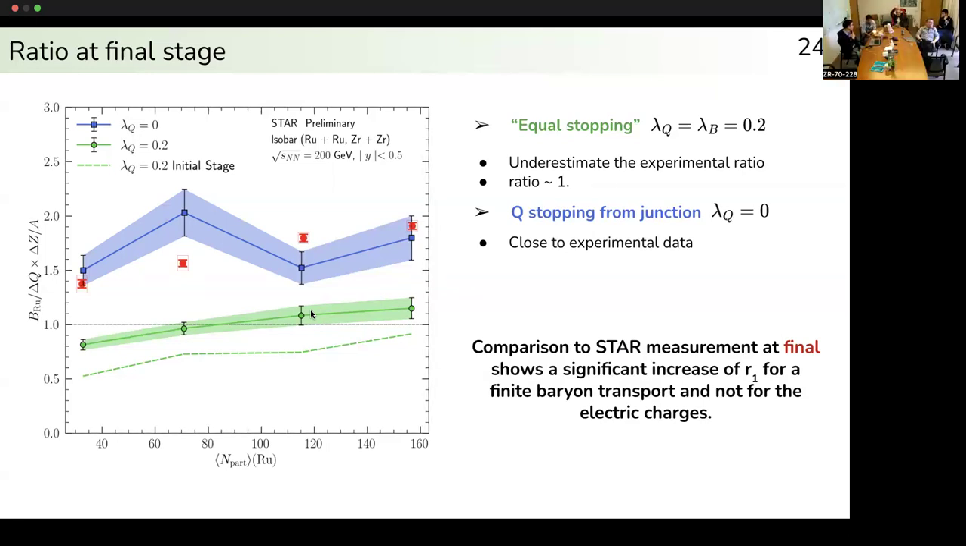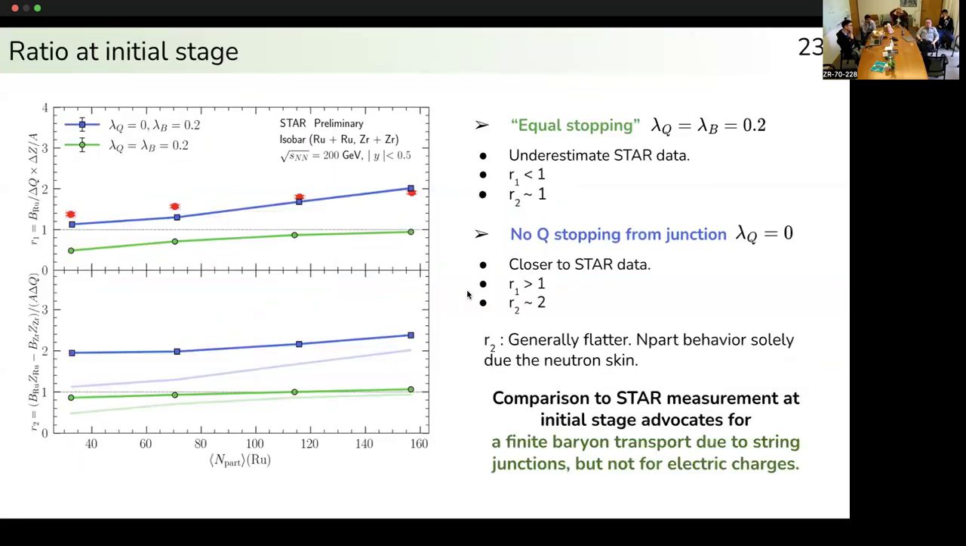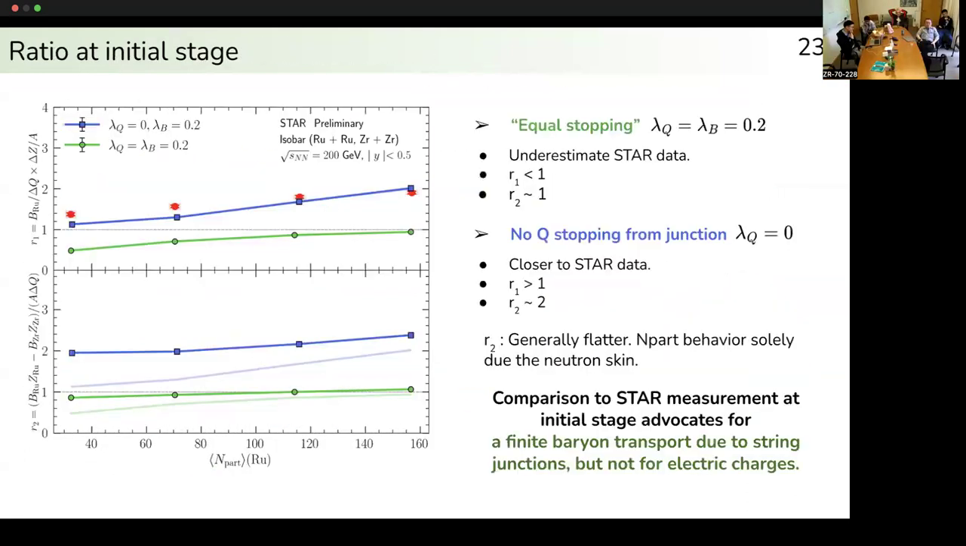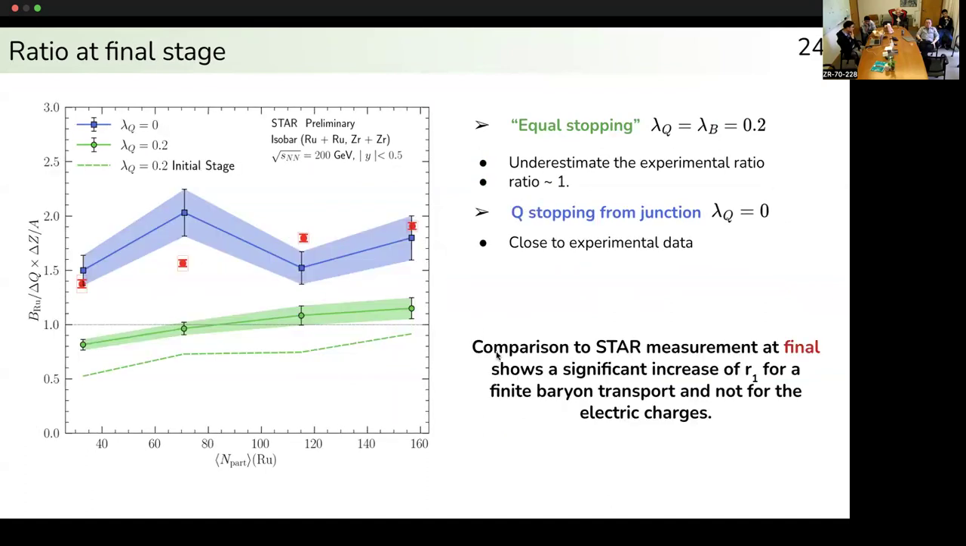So your initial cartoons are not realistic. So even without the lambda Q, you have some net charge at midrapidity. Okay. Absolutely. That's right. Thank you for the comment. Yeah. Okay. That's a very good point. Thank you.